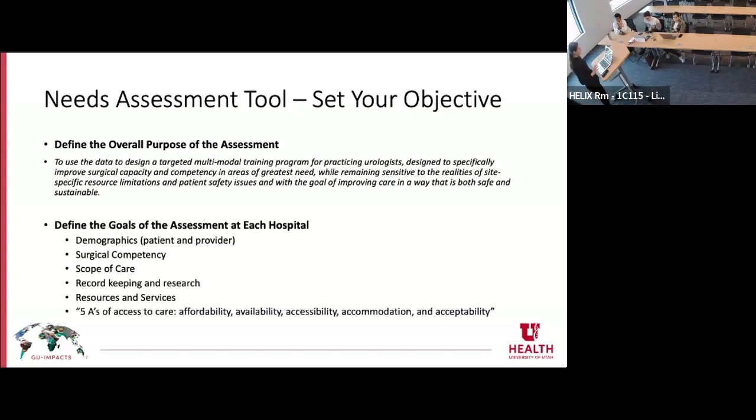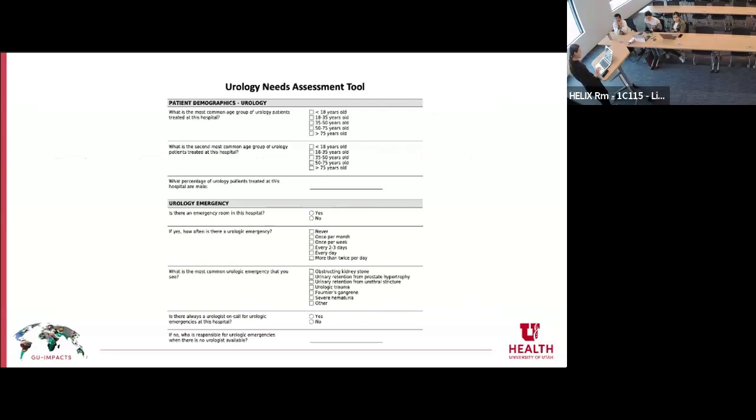And all these topics that I mentioned hit on the 5 A's of access to care, which are affordability, availability, accessibility, accommodation, and acceptability. Those are the premises that you want to make sure that you touch on in terms of patient access.